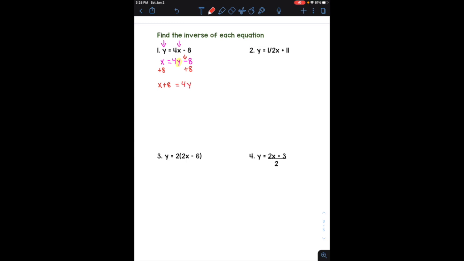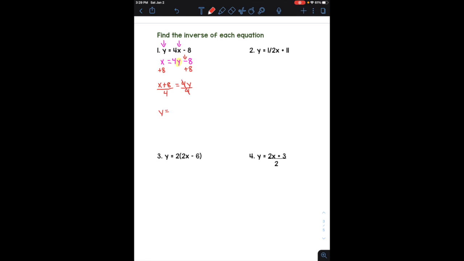And now to solve for y, we're going to do the opposite operation. 4 is being multiplied to y, so we're going to end up dividing by 4. Remember, the whole point of this is now to solve for y again, in which this resulting equation is going to be called the inverse. So 4 divided by 4 is 1.